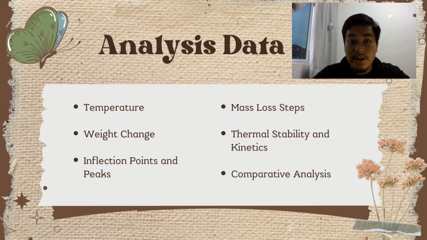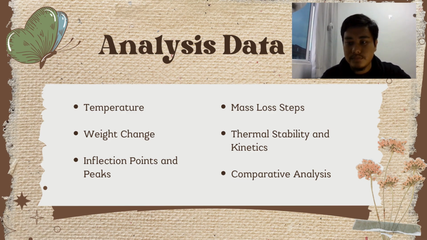Next, thermal stability and kinetics. TGA data can be analyzed to assess the thermal stability of a material by examining the onset temperature of decomposition, activation energies, and reaction kinetics. Last is comparative analysis. TGA data is often compared between different sample formulations or conditions to evaluate differences in thermal stability, decomposition pathways, and material composition.